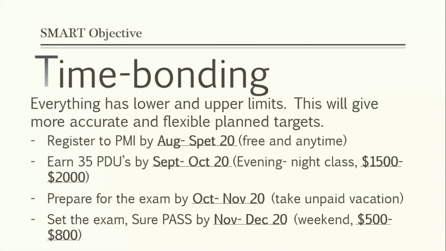I will register to PMI by August to September 2020. Free and anytime I can do it. Earn 35 PDUs by September to October. Evening or night class. Evening means something like between 5 to 7 or 8. Night class could be later than that. And I can be investing from $1,000 to $2,000. Prepare for the exam by October to November. Set the exam and pass it for sure from November to December, and I'll be doing that on weekends, and I can invest between $500 to $800. That's what we call time bounding.